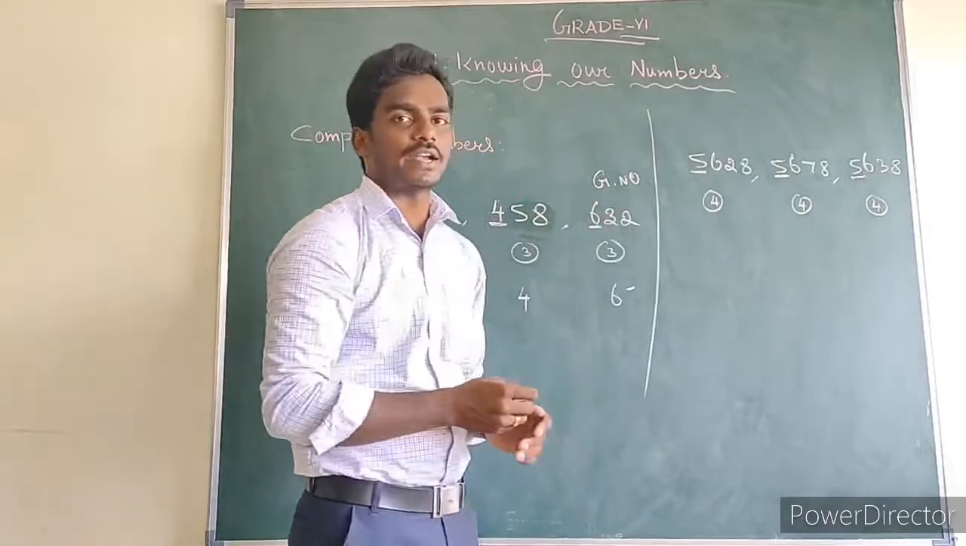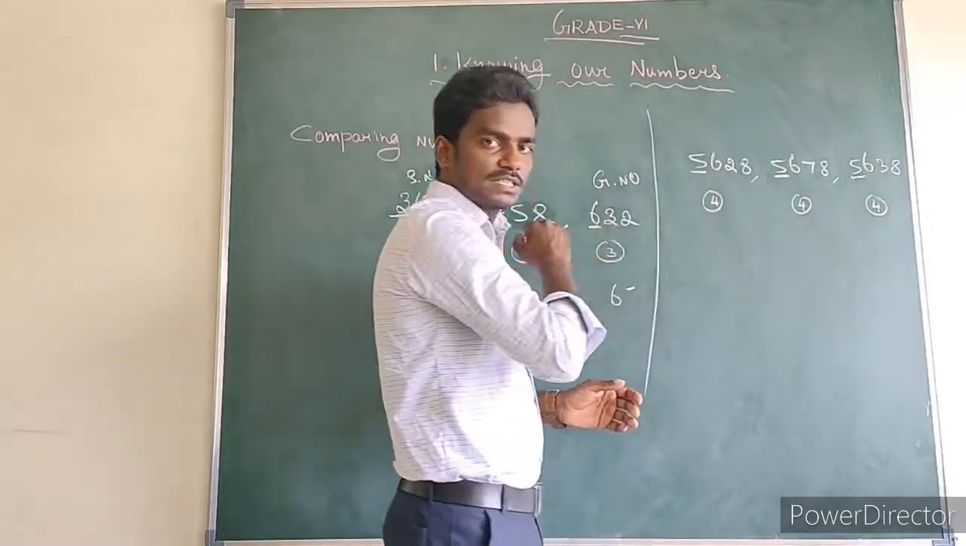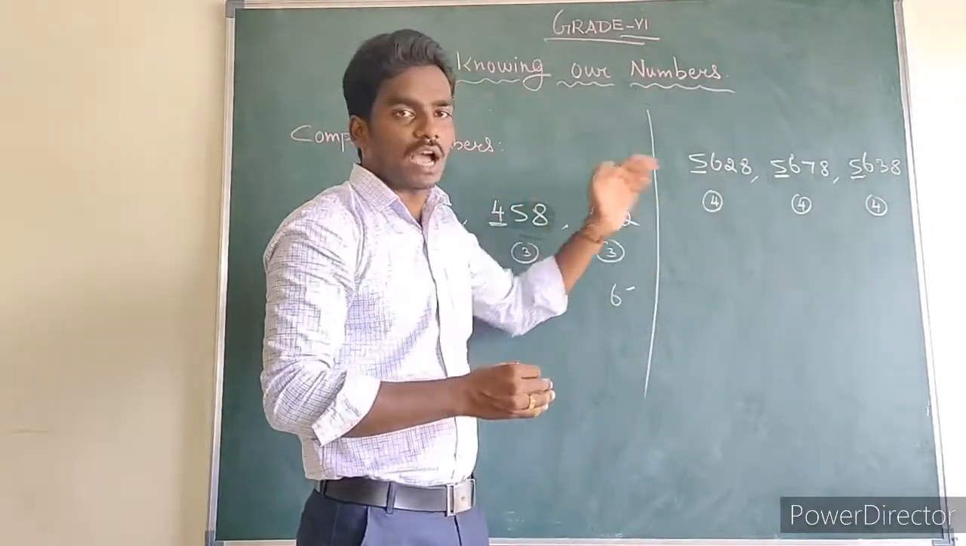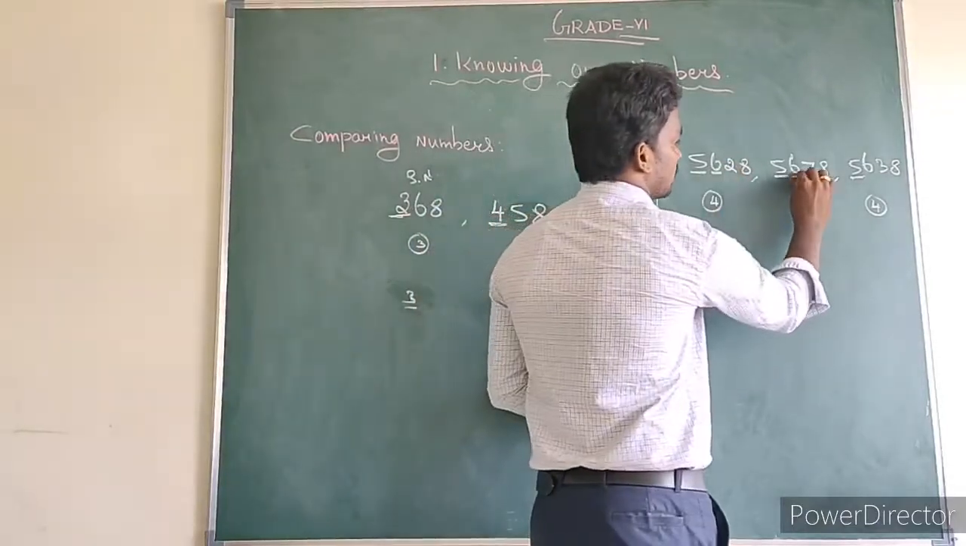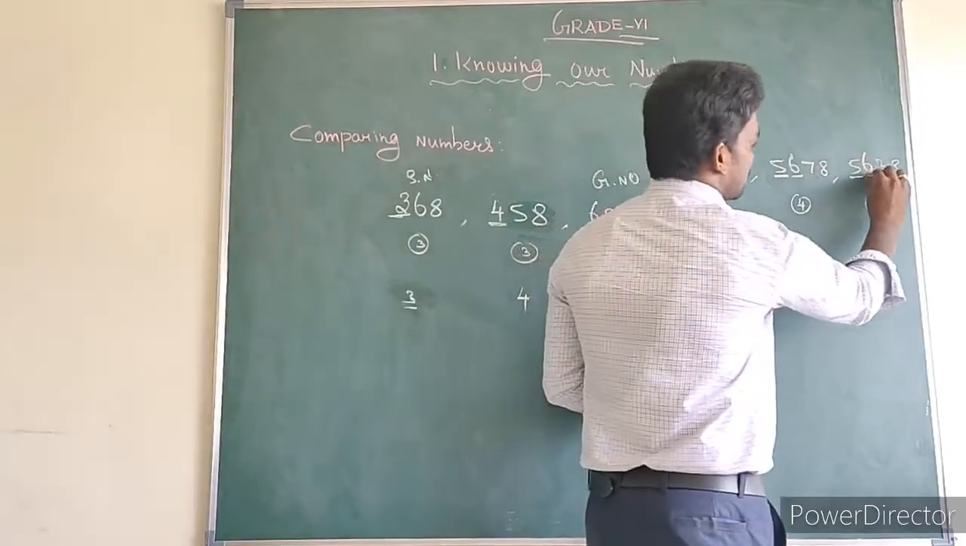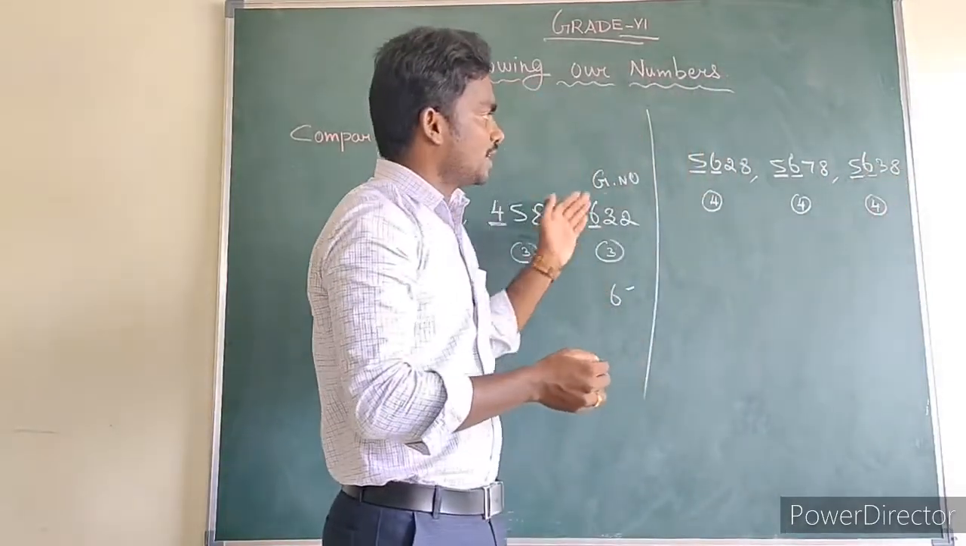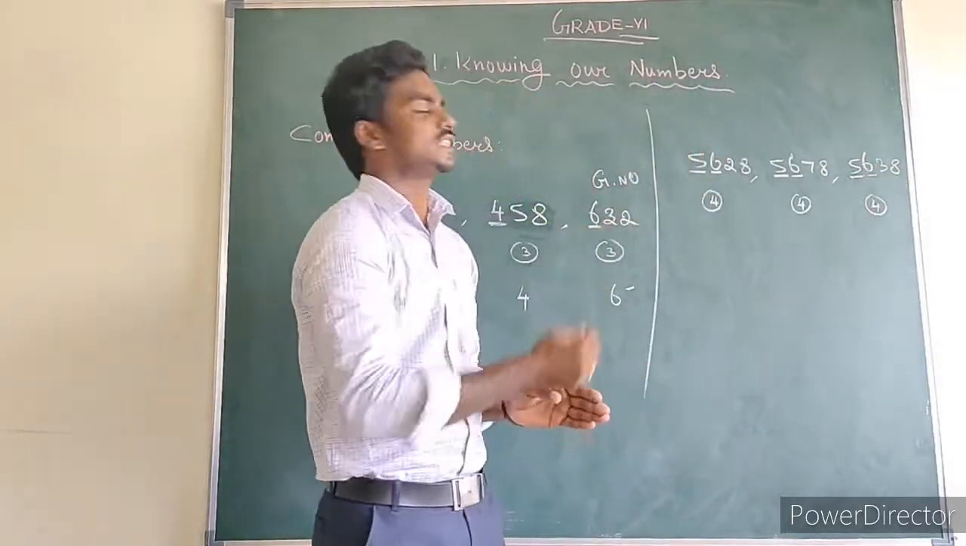Next we move to the hundreds place. The thousands places are the same for all the numbers, so we move to the hundreds place. What is the hundreds place for the first number? 6. For the second number also 6, and for the third number also 6. The hundreds place is also the same, so we move to the tens place.